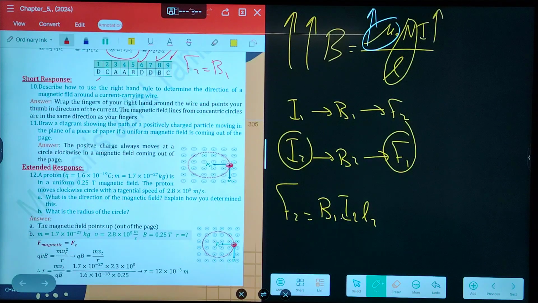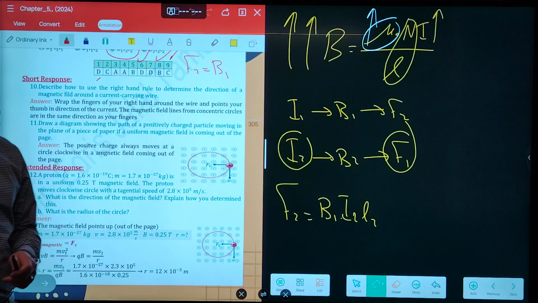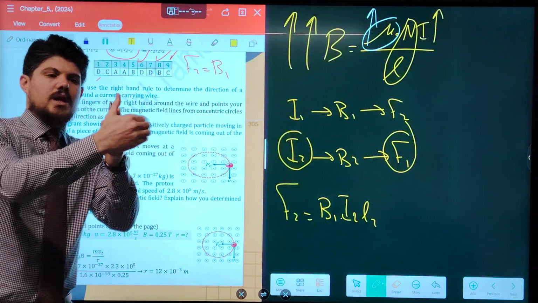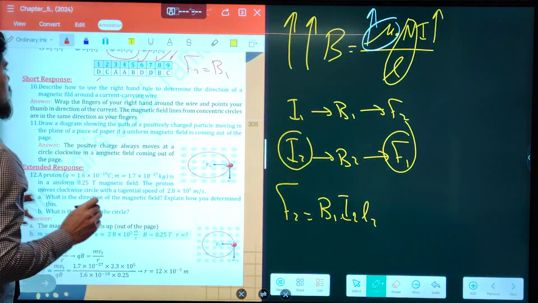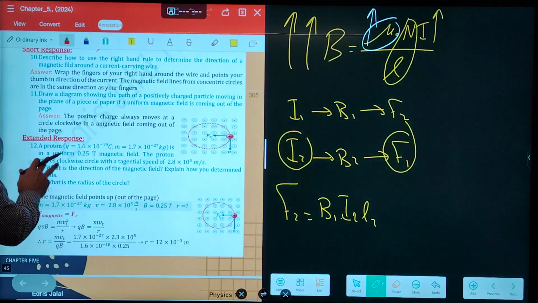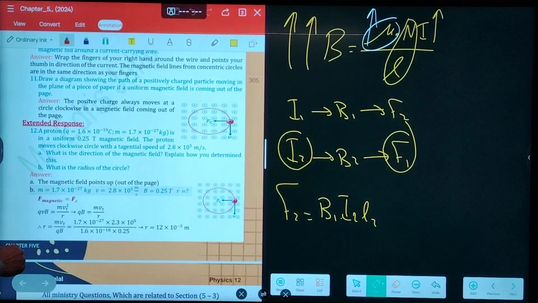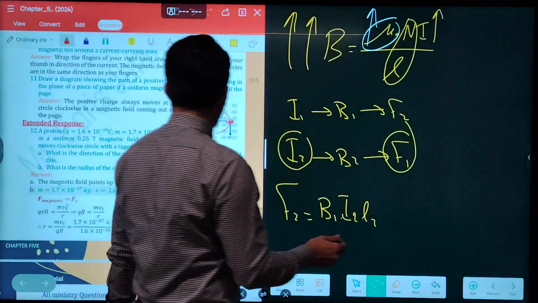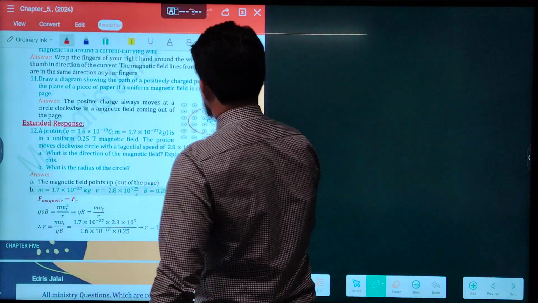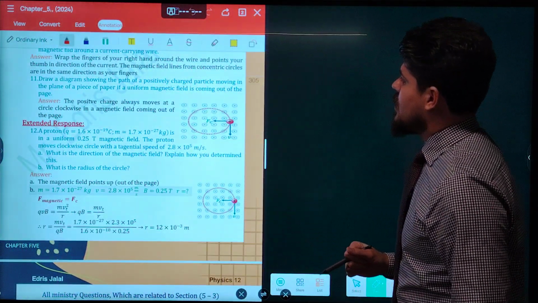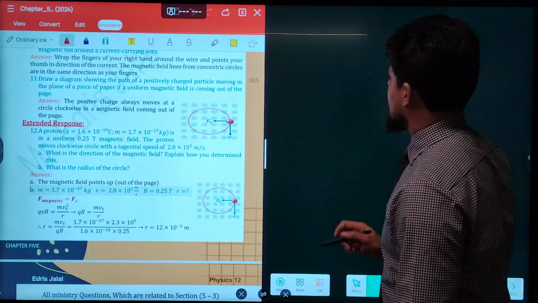Describe how to use the right-hand rule to determine the direction of the magnetic field around the current carrying wire. By using right-hand rule, thumb is the direction of the current and the forefinger is the direction of the magnetic field. Concentric circle. Draw a diagram showing the path of the positively charged particle moving in the plane of the piece of paper if a uniform magnetic field is coming out of the page.